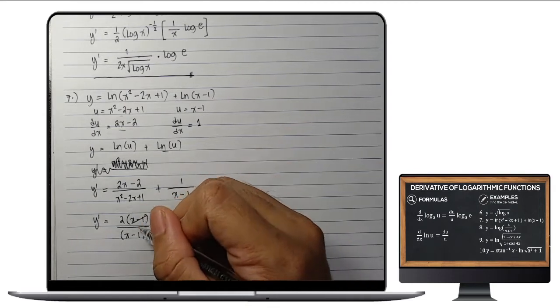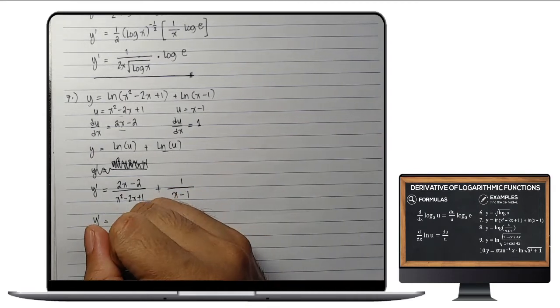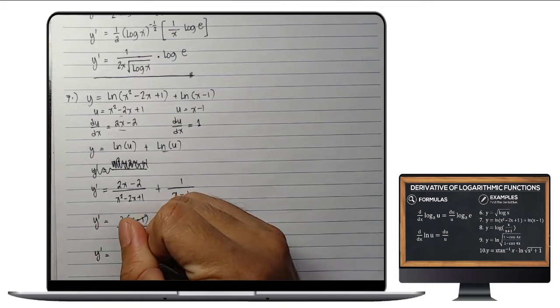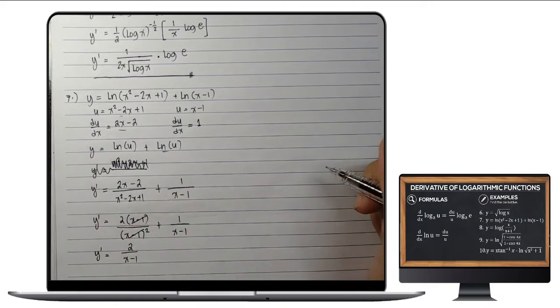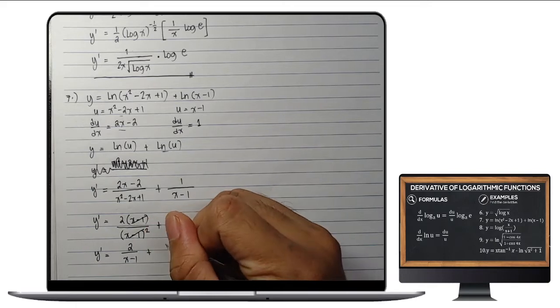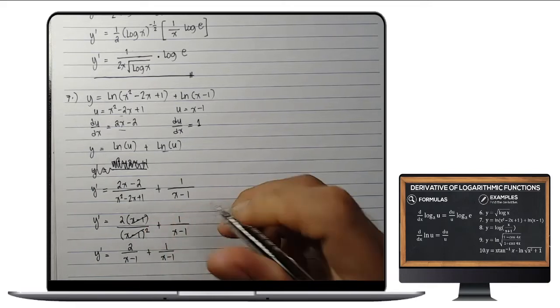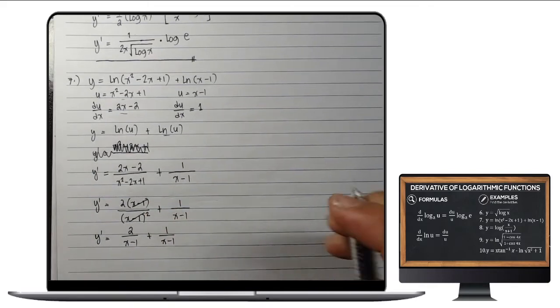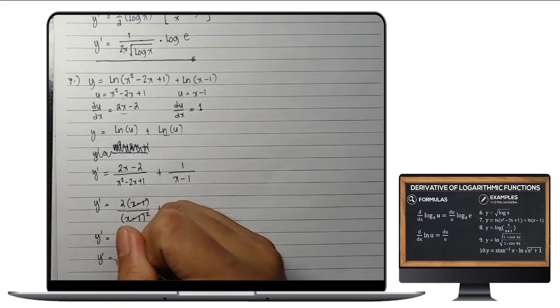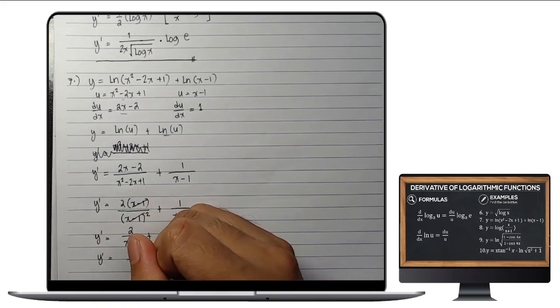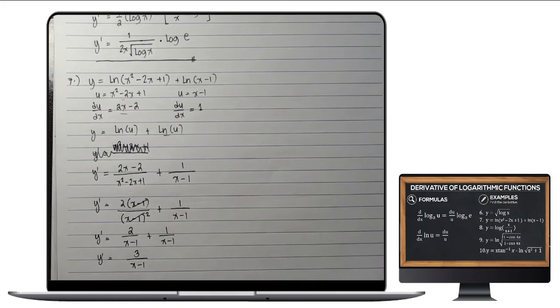In this case, we can cancel out x minus 1. Therefore, y prime is equal to 2 all over x minus 1 plus 1 all over x minus 1. So, by taking the LCD, our y prime is equal to 3 all over x minus 1.